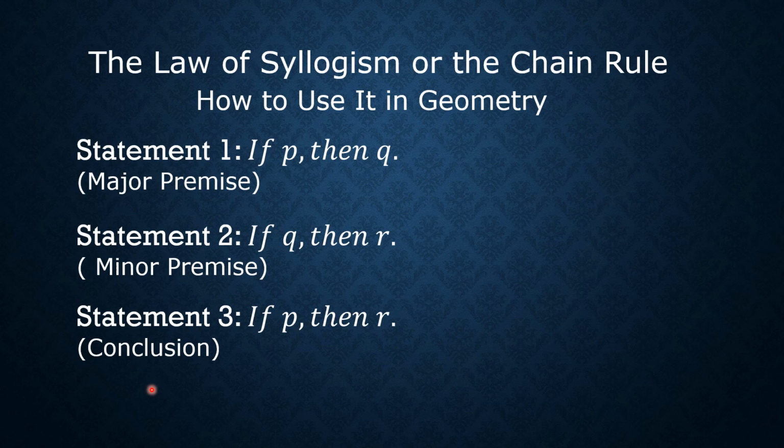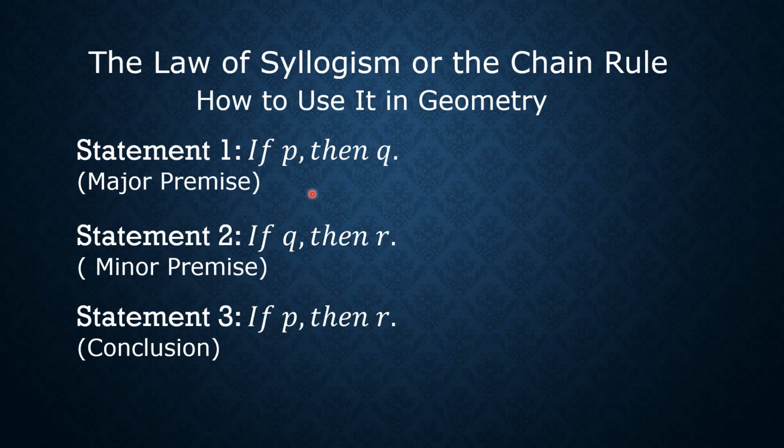Syllogism mostly has three parts: the major premise, the minor premise, and the conclusion. The major premise is usually the general statement. The minor premise is the specific statement made about the major premise. A conclusion is drawn based on the two statements.